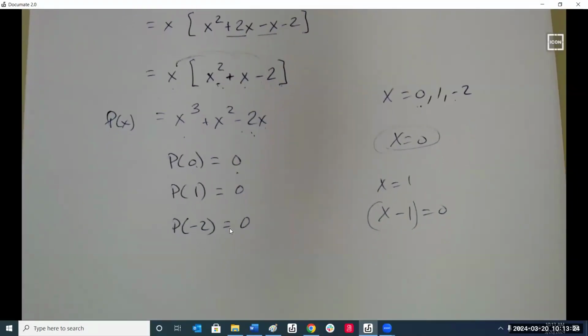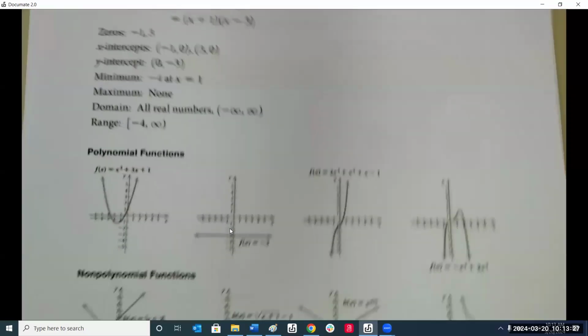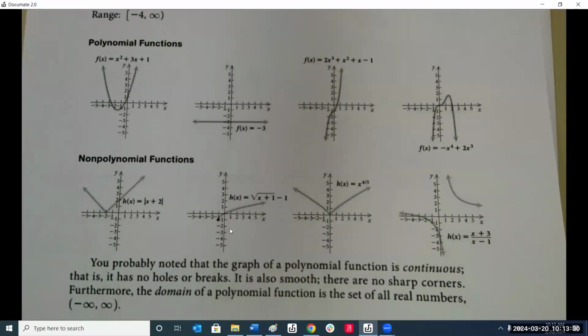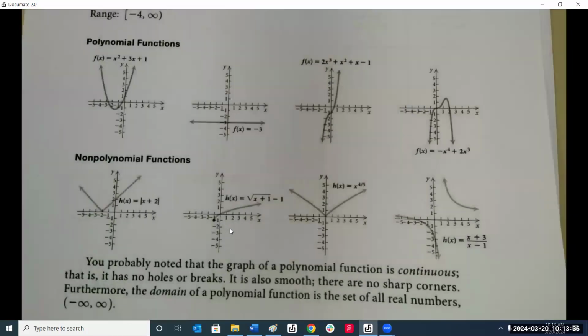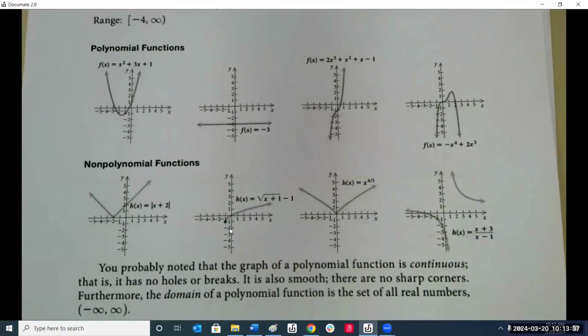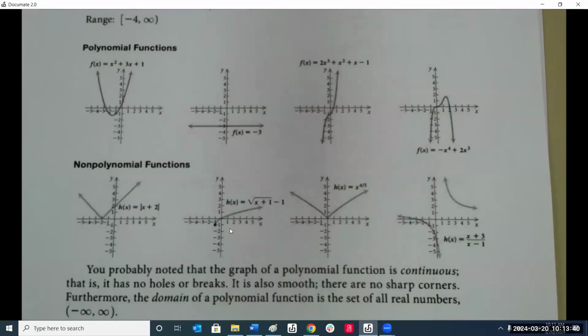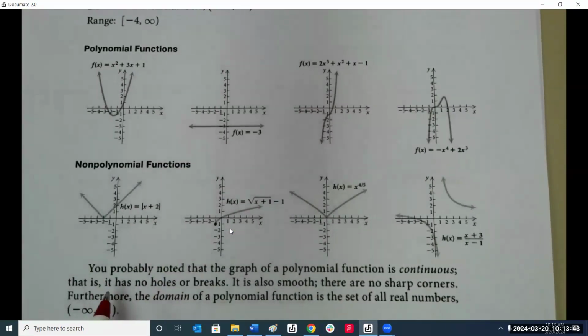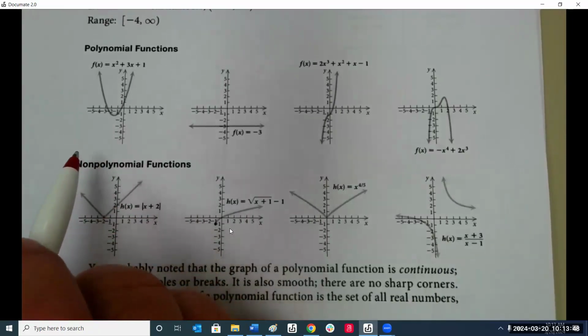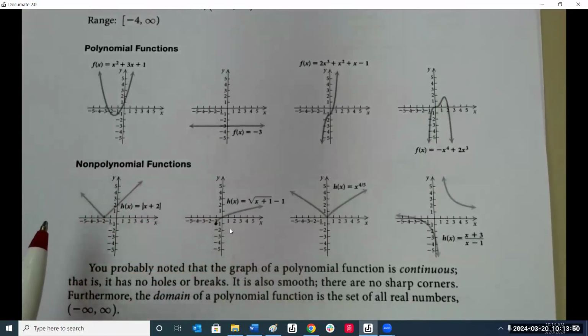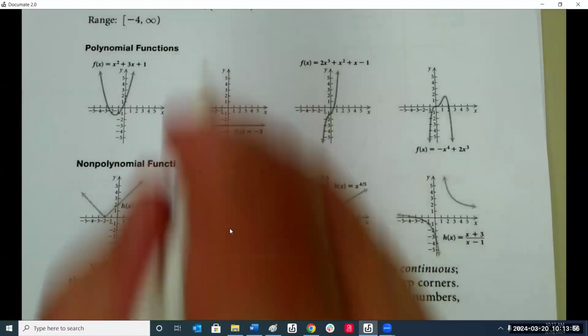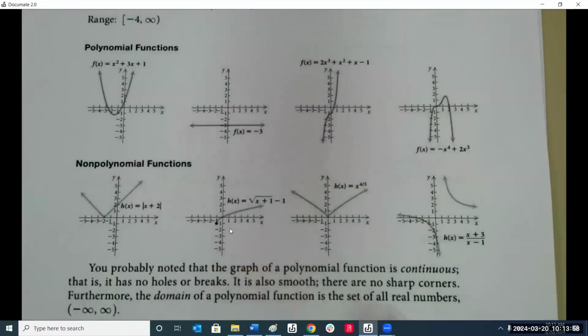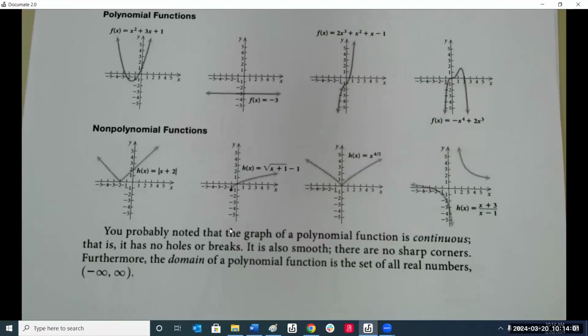All right, so let's look now at your sheet. When I finish these, I'll give you these. This is my last copy. So, polynomial functions. What do we notice about them? First off, they're continuous. Second, they have to be functions. How do we know it's a function? Vertical line test. Circles are not functions. So all of these pass the vertical line test. And they're smooth.